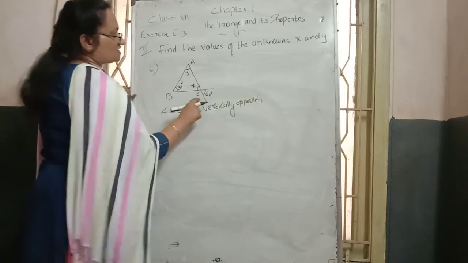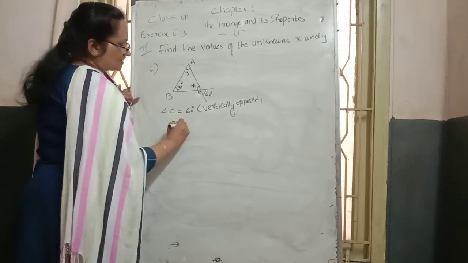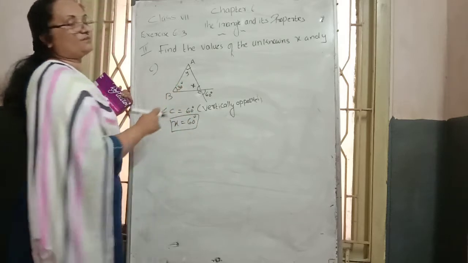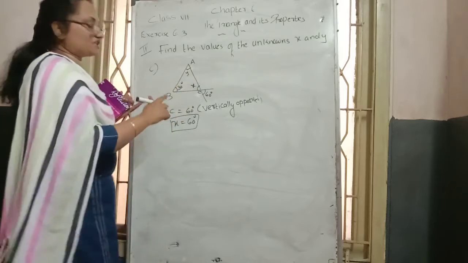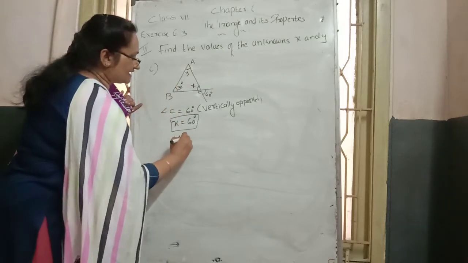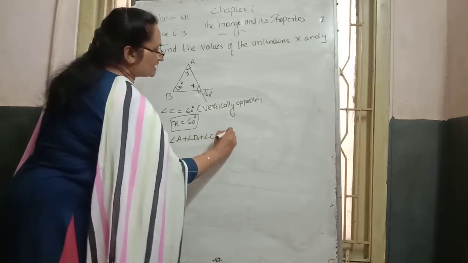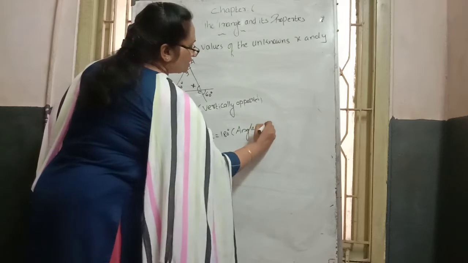But actually, at the C place, the alphabet they given there is x. So the x value becomes 60. X value okay. Next, which alphabet value is remaining? Y value. How to find out the y value? ABC is a triangle. Angle sum property. Angle A plus angle B plus angle C is equal to 180 degree. Angle sum property applied.